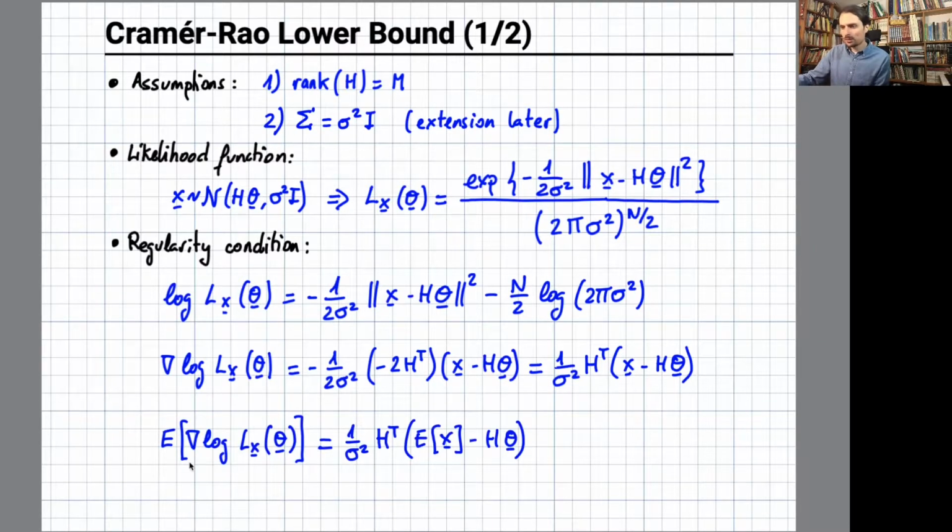And the expectation of this equals, of course, the expectation of this other term, and applying the linearity of the expectation operator, this expectation comes inside these brackets, right? And using the fact that this expectation equals Hθ, we see that both these terms cancel and we obtain 0. Therefore, the regularity condition of the Cramer-Rao lower bound theorem holds, and therefore it applies to this case.